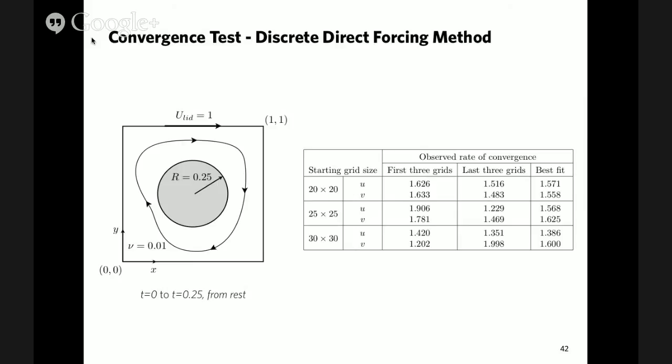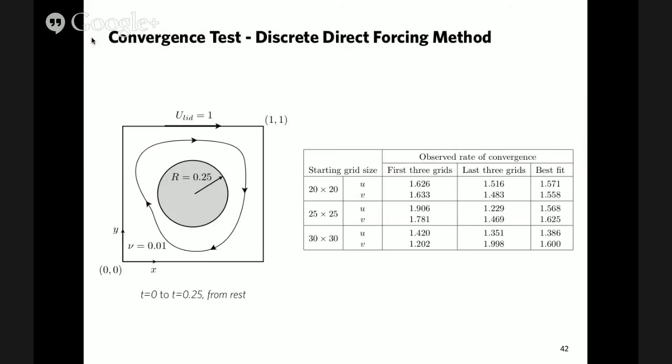What I do here is I start with an initial grid size of 20 by 20. Then I tripled the size and made it 60 by 60. For a second order convergence, I would expect the error to go down by 9 times. Actually, for this problem, I do not know what the analytical solution is, so I cannot calculate the error directly by subtracting my numerical solution from my analytical solution. There are formulae where you can derive the rate of convergence from solutions on three successive grids. And that's what I did.